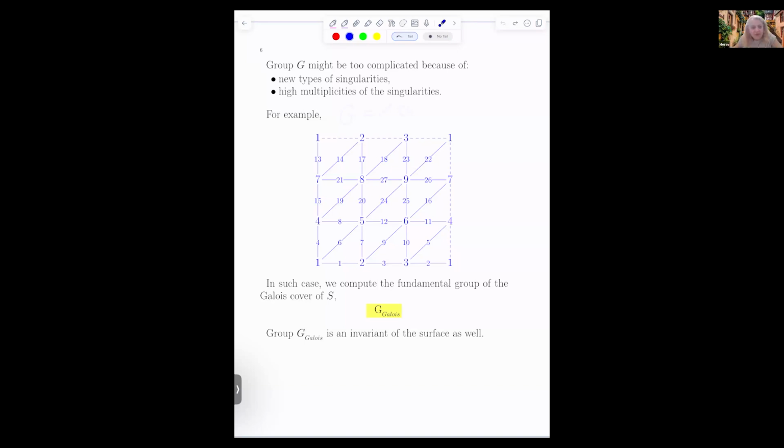Oh, I'm sorry, something happened with the Zoom. Can you hear me? Yes, now, yes. Okay, I don't know what happened with the Zoom, I'm sorry.